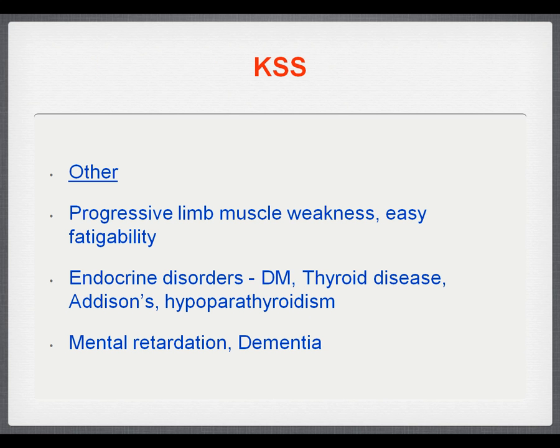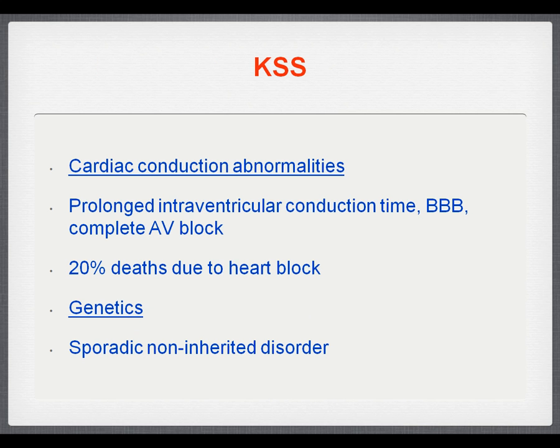Other things are that as she developed, they get progressive limb muscle weakness and easy fatigability, and there's a strong association with endocrine disorders, and she had diabetes. I think they quote the figures as something like 13% have diabetes. There's thyroid disease and other things. And also there can be, and I presume this would be more severe cases than hers, mental retardation and dementia, neither of which she appeared to have.